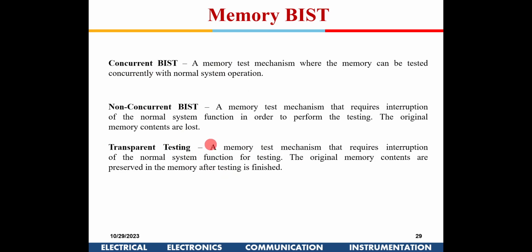Now several kinds of memory test can be done. One is known as concurrent. In this, when the system is normally operating, the memory can be tested concurrently, because whatever memory is free, you can run a test on it. Non-concurrent means that the normal function will be interrupted and you do a test, and while you do that test, the contents of the memory will get lost. And there is something known as transparent testing. It requires an interruption of the normal functioning, but after the testing, the original memory contents are preserved. So these are the three schemes which are available.